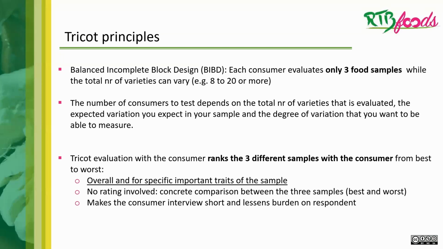Then TRICOT evaluation with consumers ranks 3 different samples from best to worst, overall and for specific important traits of the sample. So you have 3 samples in front of you, and you can say which one is the best and which is the worst in general, as you taste it. And then you go also per specific traits that are identified. Here, there's no rating involved. You have a concrete comparison between 3 samples. The best and the worst are identified. This makes consumer interviews short and lessens the burden on the respondent.